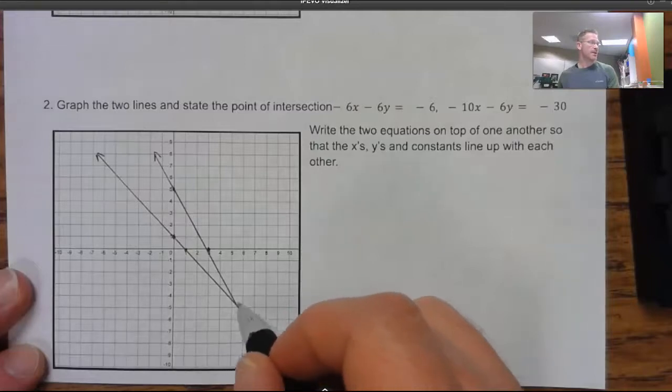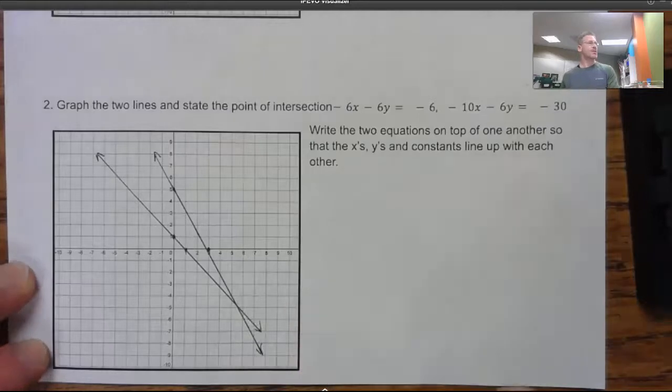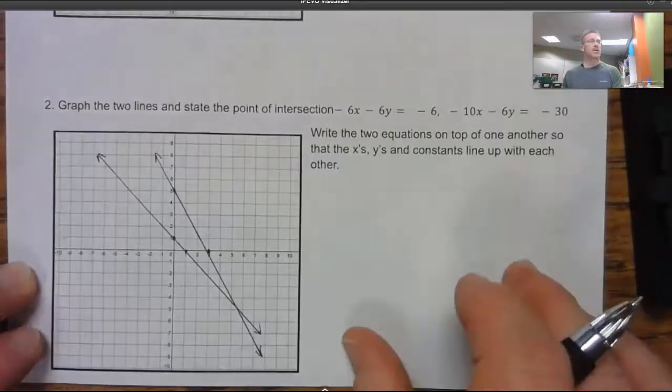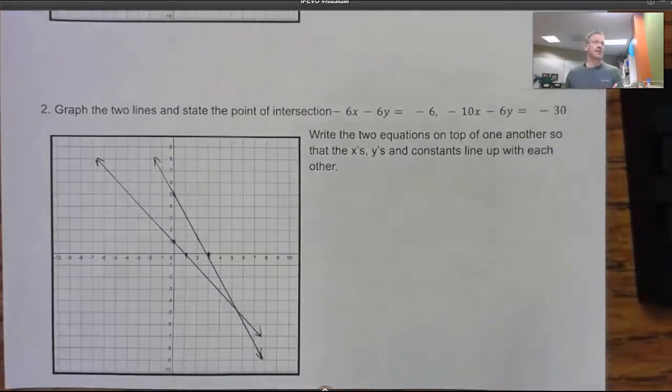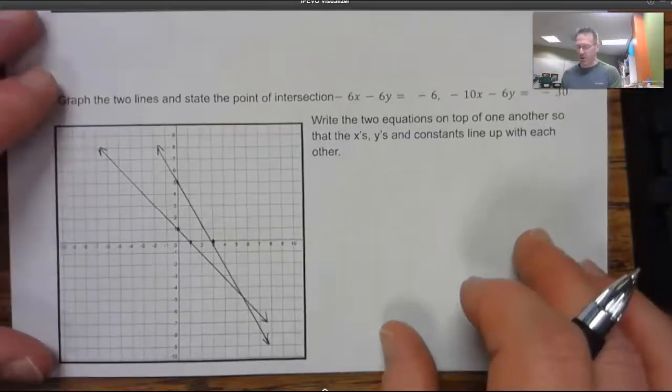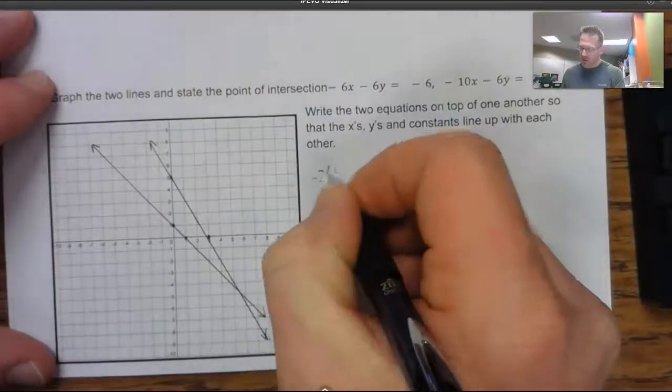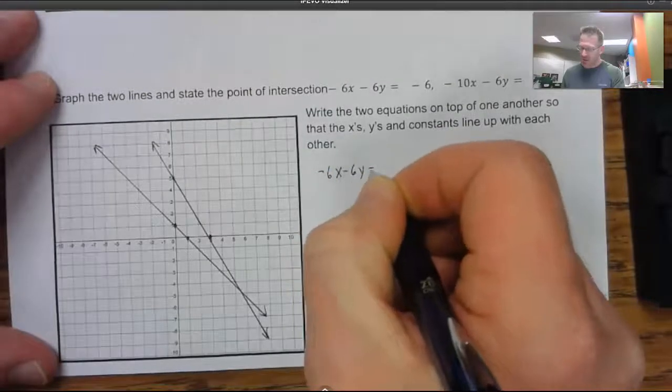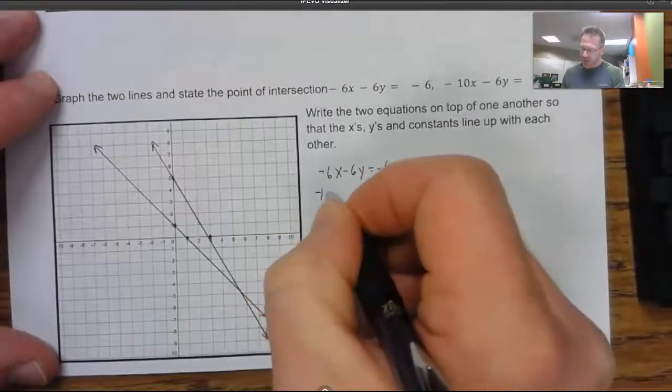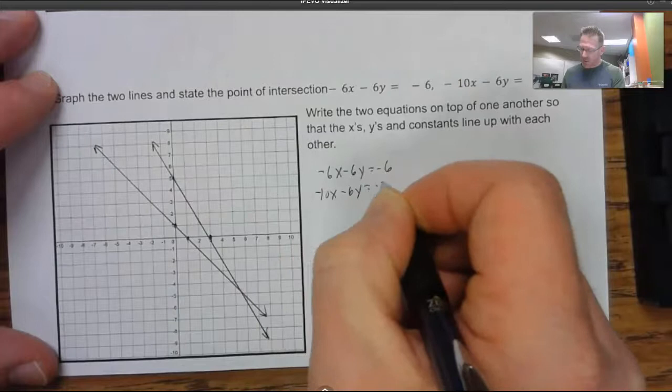On my graph, it looks like maybe about 5, -5, maybe 6, -5, somewhere in the middle there. Not real exact, right? Maybe it is a decimal, and that's why we want the algebra part. So let's stack our equations: -6x plus 6y equals -6, and -10x minus 6y is equal to -30.